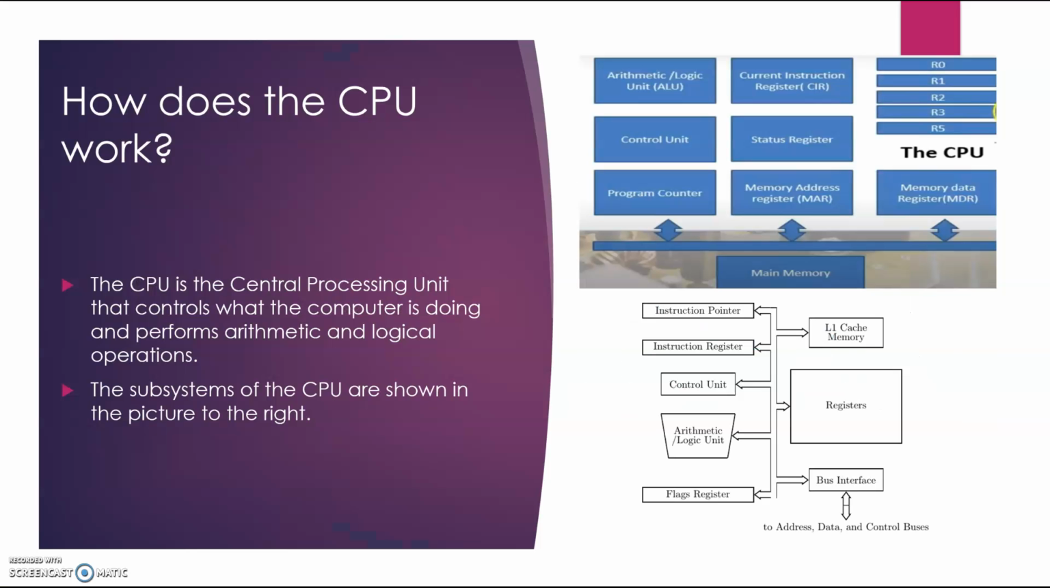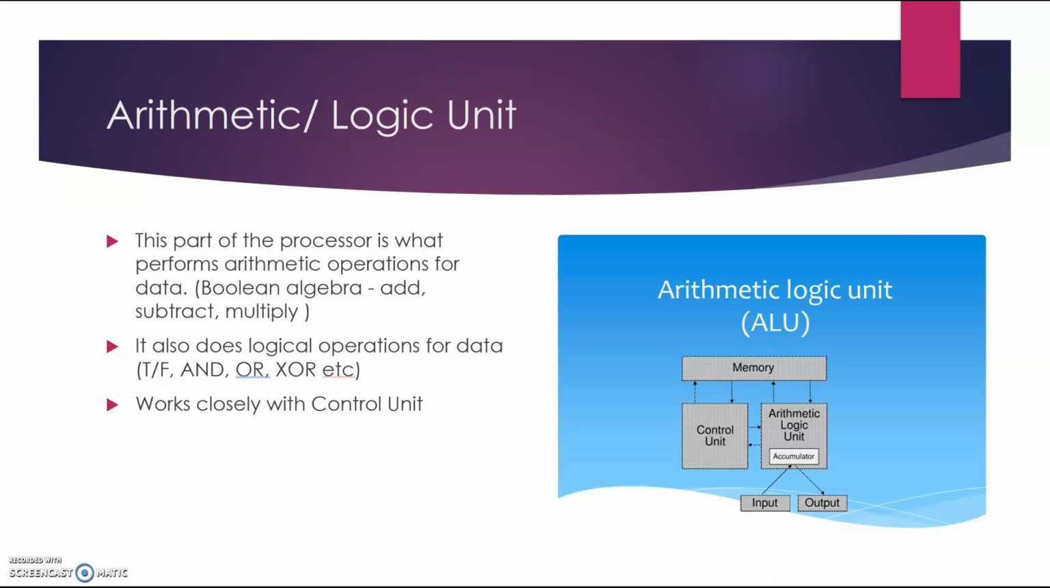So the main part, or I feel the most important part of the computer, or a very critical part, of course, is the CPU. So let's explain how this works. The CPU is the central processing unit responsible for arithmetic and logical operations. The subsystems are shown here on the right side, and we're going to get into every single one of it. Let's start off with the arithmetic logic unit, the ALU.